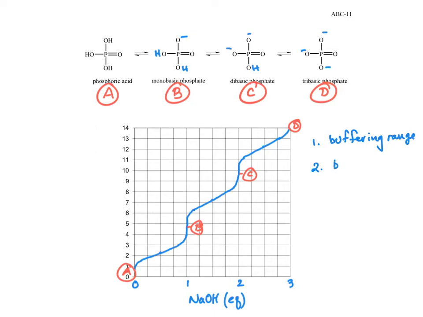Second of all, where is the blood pH of 7.4 on this curve? And is this curve in the buffering range appropriately to be a buffer for pH 7.4? And here's the tricky one. What two species, A, B, C, or D, are in blood? Okay, let's pause for a moment and have you answer those questions. Do them all, then turn it back on, and we'll see how you did.